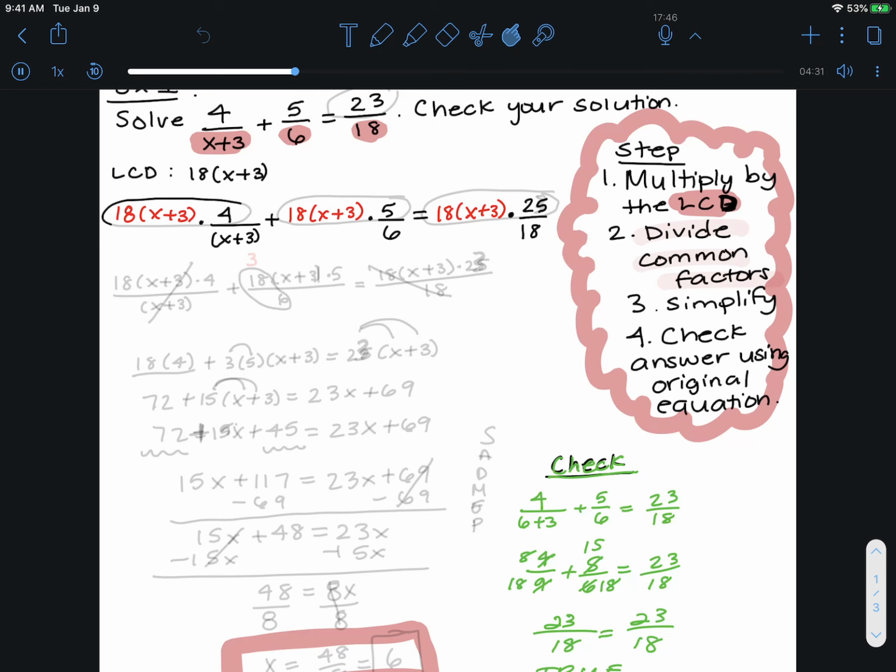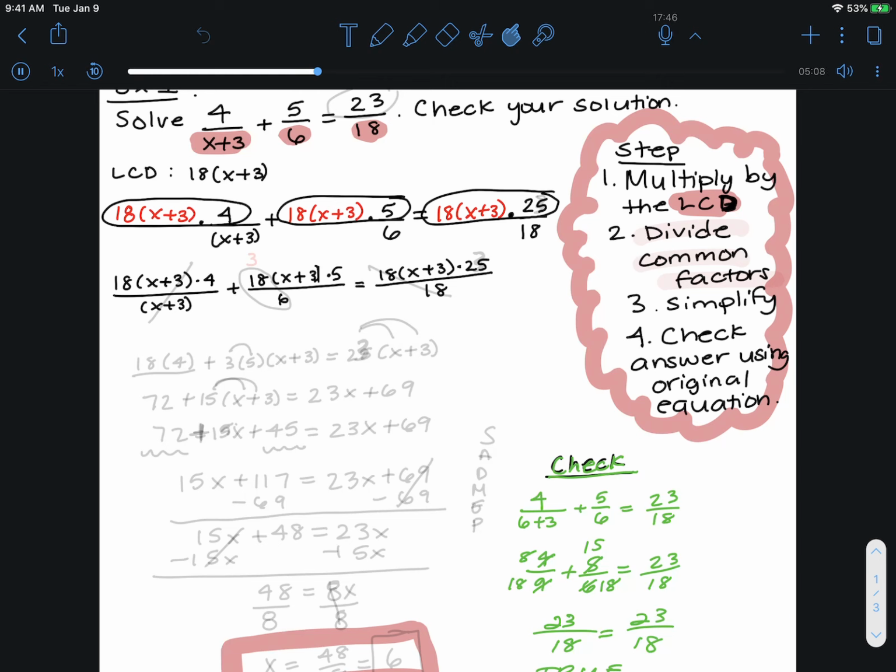Just remember, guys, that when you multiply a whole number times a fraction, you can just multiply it times the numerator. So I'm going to multiply this times the numerator right here. That gives me 18 times x plus 3 times 4 over x plus 3, plus 18 times x plus 3 times 5 over 6, equals 18 times x plus 3 times 23 over 18.